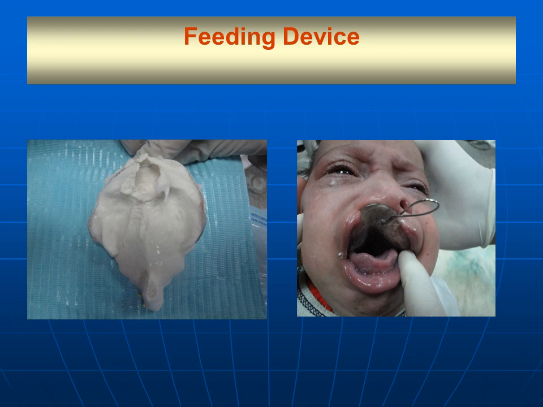We do not make the wire handle in the middle because it would interfere with the placement of the feeding appliance.